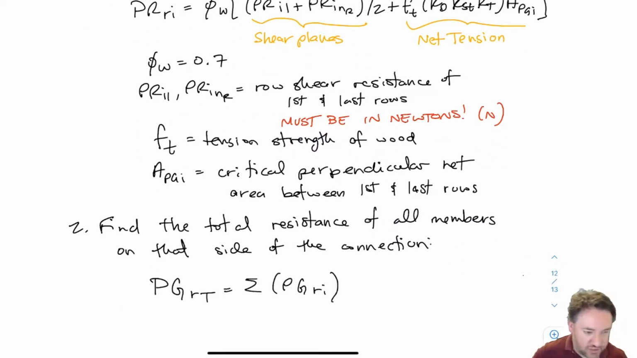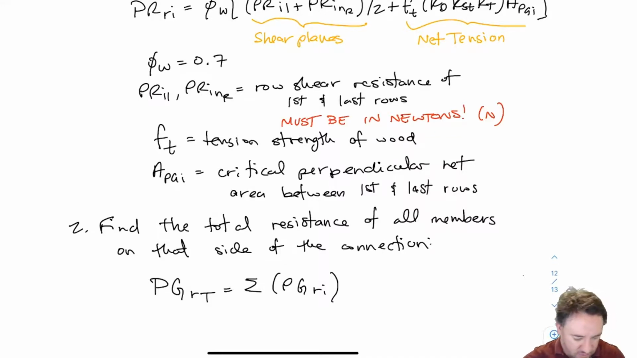Okay, so PGRT, group tear out strength, group tear out, PG, R for resistance, T for total. For all the members on that side of the connection, it is the sum of the PGRI, the group tear out resistance for each member I. So if I only have one member, then PGRT just equals PGRI for that single member. And that's it. That's how you calculate your group tear out resistance.